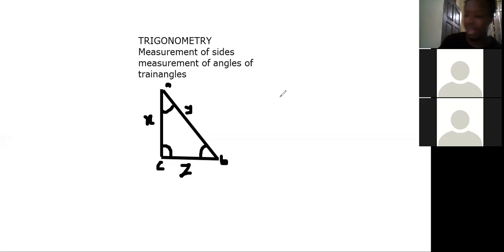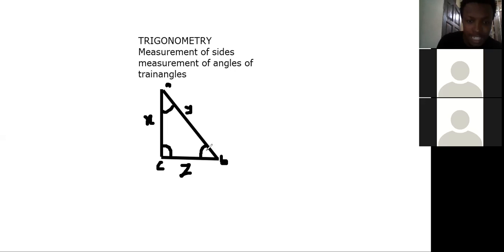Now when we talk of the adjacent, the adjacent is the side next to the angle under consideration. The side which is opposite to the angle under consideration is what we call the opposite. Now the hypotenuse is the longest side, the side opposite to the right angle. And so the side opposite to the right angle will always be your hypotenuse.